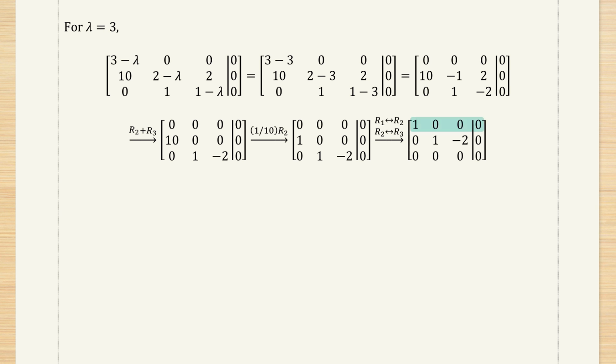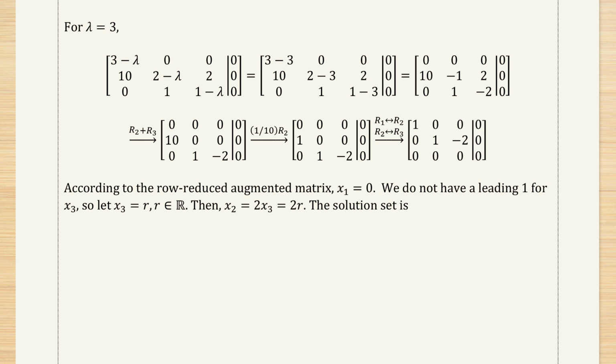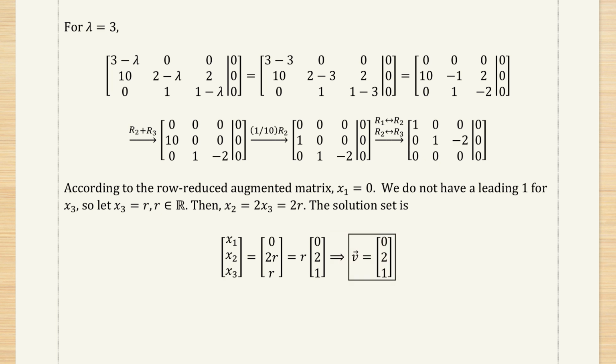Looking at the row-reduced matrix, x1 equals 0. We do not have a leading 1 for x3. Let x3 equal a parameter, r. Then x2 minus 2x3 is 0. Solving for x2, x2 equals 2x3, or 2r. The solution set in vector form is x1 equals 0, x2 equals 2r, and x3 equals r. Factoring out the r, we have the vector 0, 2, 1, which is the eigenvector associated with the eigenvalue 3.